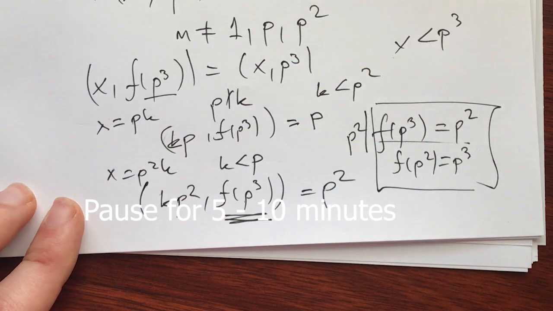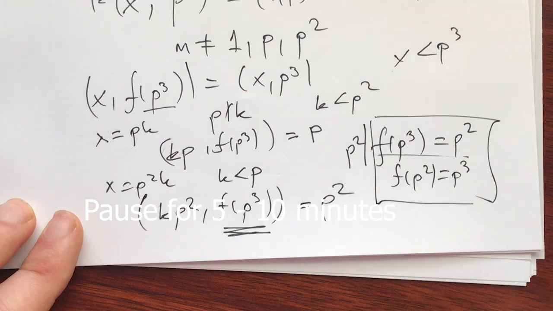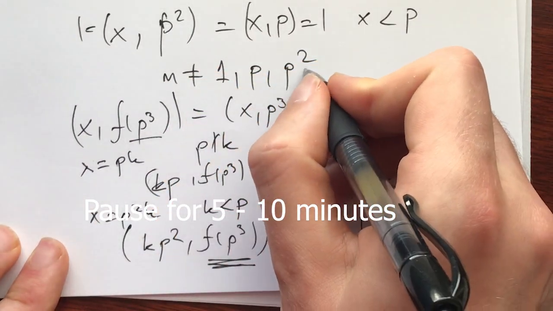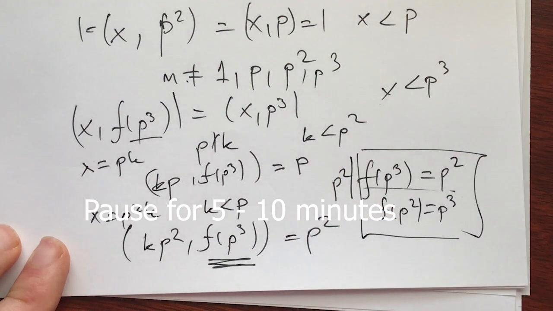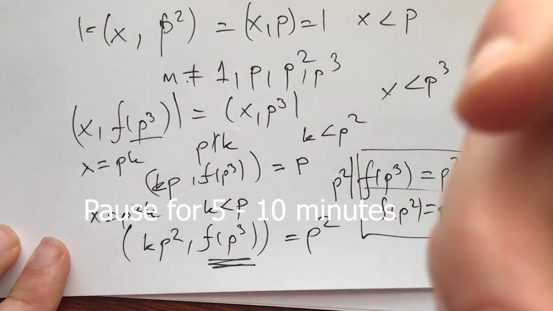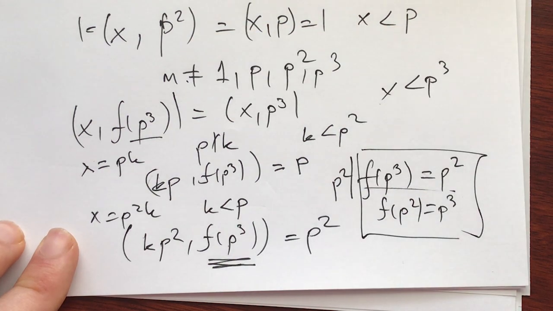I invite you to pause for 5 to 10 minutes and figure out what you see. What other values, so 1, p, p squared, p cubed, can m not be, for a prime number p? Are there any other values that m cannot be? Take 10 minutes now. And here's the answer to that.